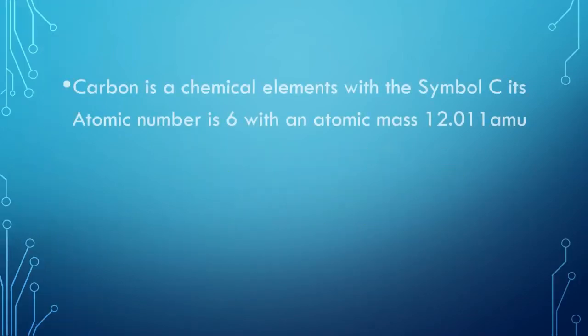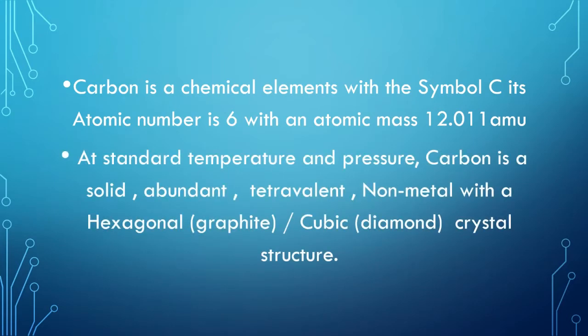So let's start with the basics. Basically, carbon is a chemical element with the symbol C. Its atomic number is 6 with an atomic mass of 12.011 AMU. At standard temperature and pressure, carbon is a solid, abundant, tetravalent nonmetal with a hexagonal crystal structure if you consider graphite, and cubic if you take diamond.